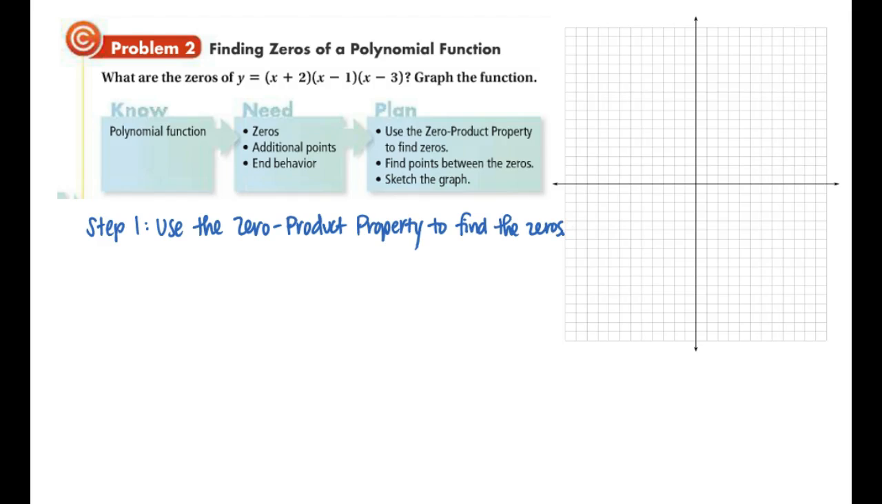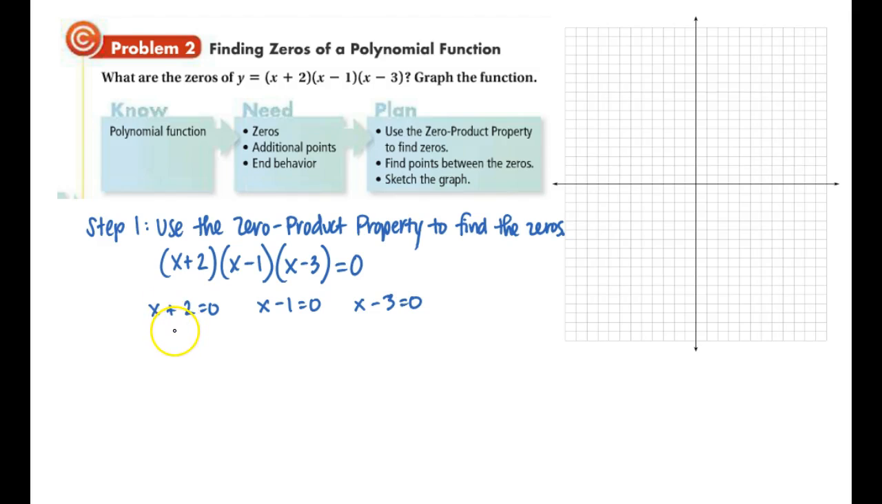So the first thing we want to do is use the zero product property to find the zeros. That means set each of the factors equal to 0 and solve. Once I set each of the factors equal to 0, I just need to do one step to find the zeros, which means the opposite. So if I have x plus 2 equals 0, my first zero is at negative 2, my second zero is at positive 1, and my third zero is at positive 3. So our zeros of the function are negative 2, positive 1, and 3.